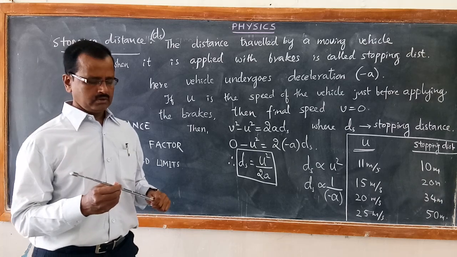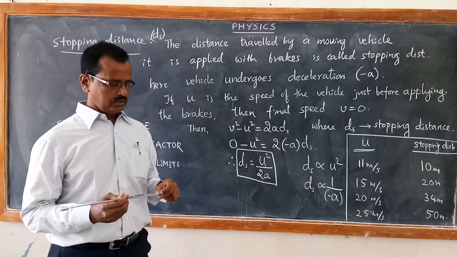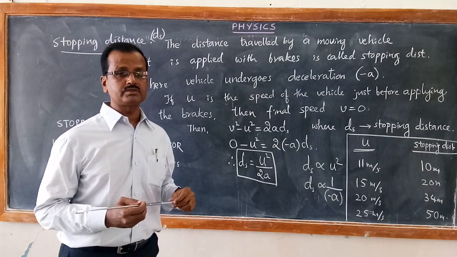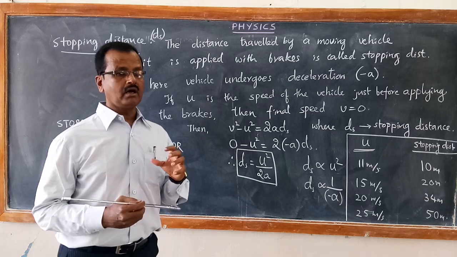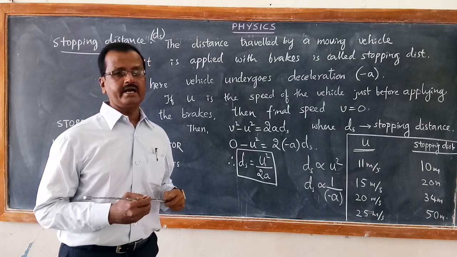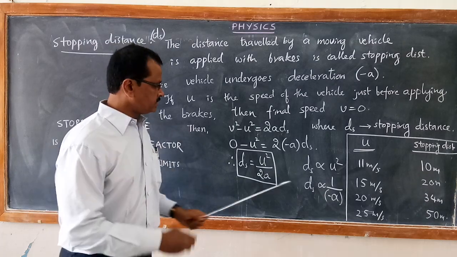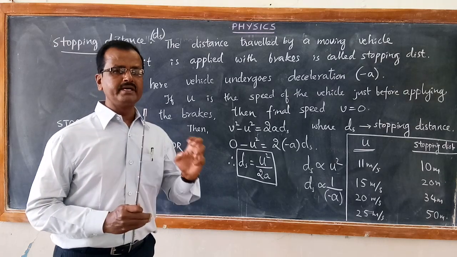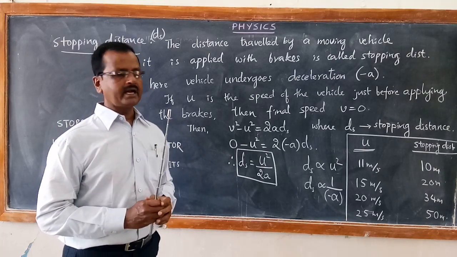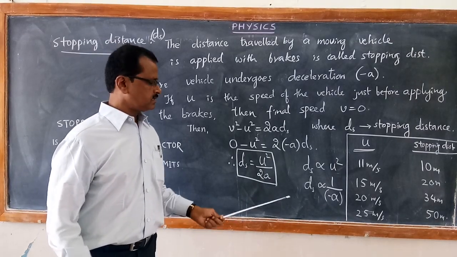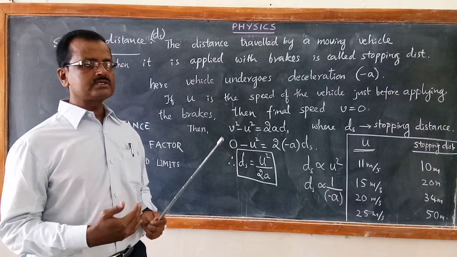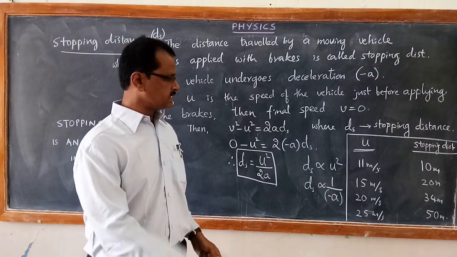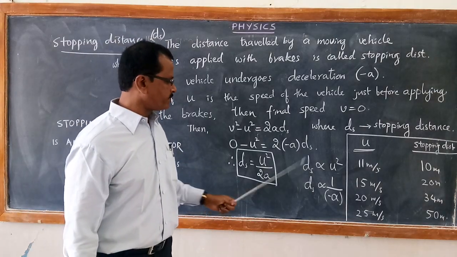Nowadays you must have experienced vehicles with disc brakes, especially two-wheelers with disc brakes. Disc brakes are purposely designed and fitted now in order to have this shorter stopping distance. The moment you apply the brakes, the vehicle stops immediately without covering much distance. That is the advantage of disc brakes. The earlier drum brakes will stop the vehicle by taking a certain distance. So that is the meaning of stopping distance.